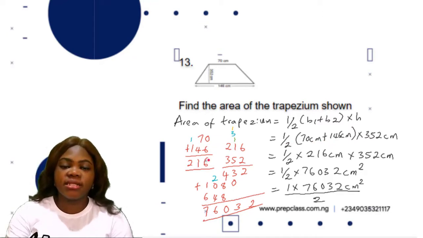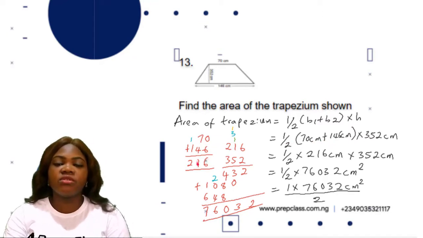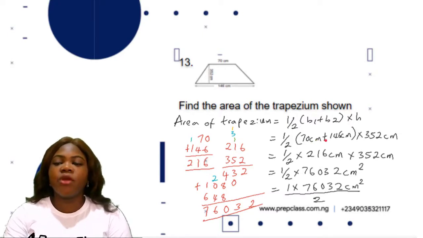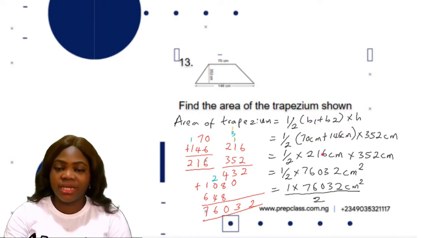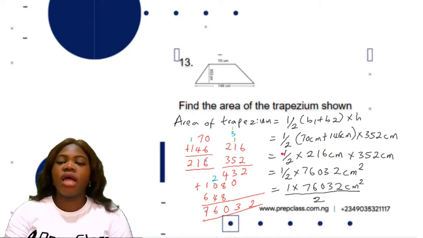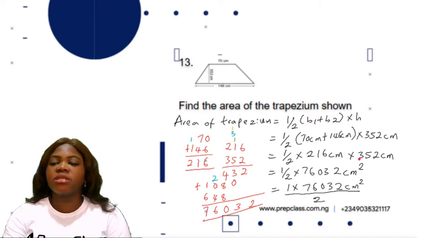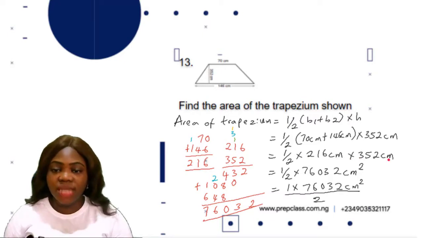0 plus 6 is 6. 7 plus 4 is 11. Write 1, carry 1. 1 plus 1 is 2. So 70 centimeter plus 146 centimeter is 216 centimeter. So now we have half times 216 centimeter multiplied by 352 centimeter.